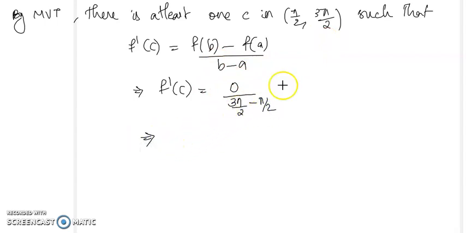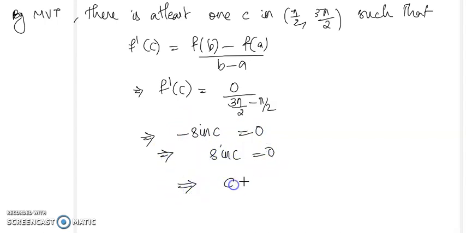So f dash of c will be minus sin c. So minus sin c equal to 0. So that implies sin c is equal to 0. So this happens when c is equal to pi. So therefore the required value of c will be equal to pi.